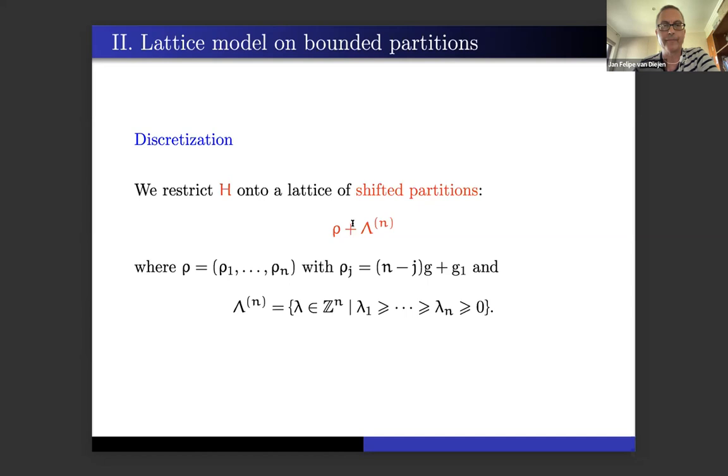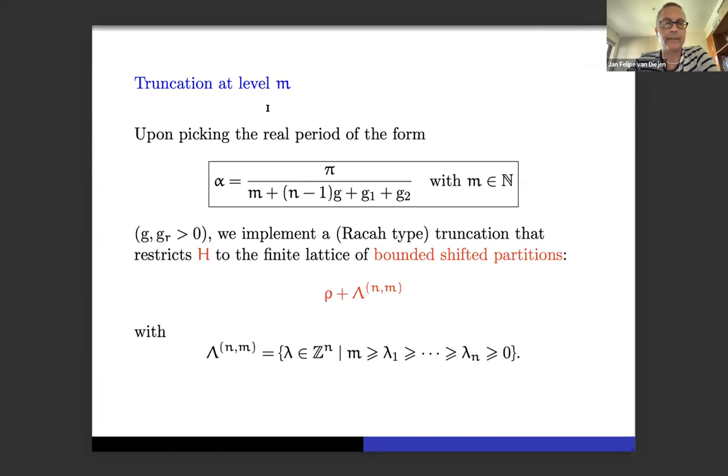So that's the next step. Instead of considering the fundamental weights for the Lie algebra, we looked at the affine Lie algebra, and we truncated at level m. So what does it mean concretely? We pick the period parameter and relate it to the coupling constant in the following way. From now on, my coupling parameters will be positive. And this condition here, that the period should be related to the coupling parameters in this way, provides a Rektype reduction. It's the elliptic counterpart of a Rektype reduction.